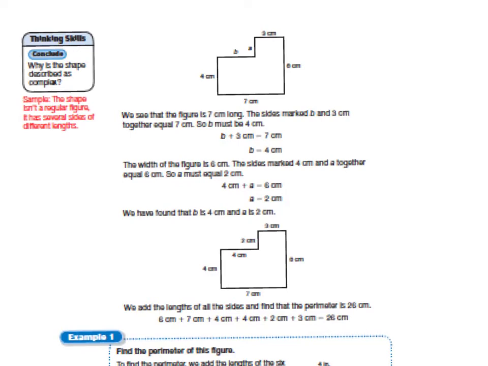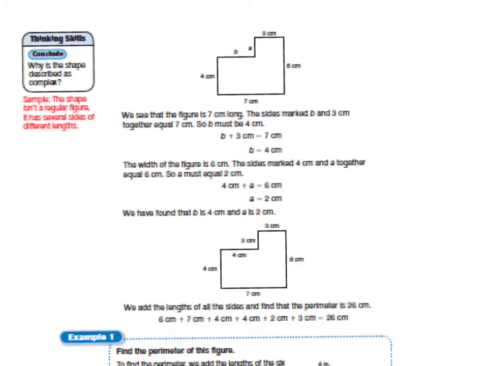Now the width of the figure is 6 centimeters and the sides are marked 4 centimeters and A up here, and together those make our 6 centimeters. So again, 4 plus A makes 6, so A must be 2. That's how we find those missing pieces. When we've found that B is 4 and that A is 2, we can add the lengths of all the sides together because remember, when we're finding perimeter, we're finding the distance all the way around the outside of the figure. So all we have to do is add all those sides up.